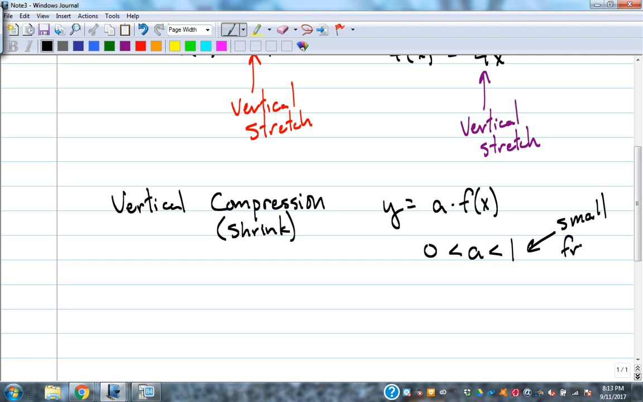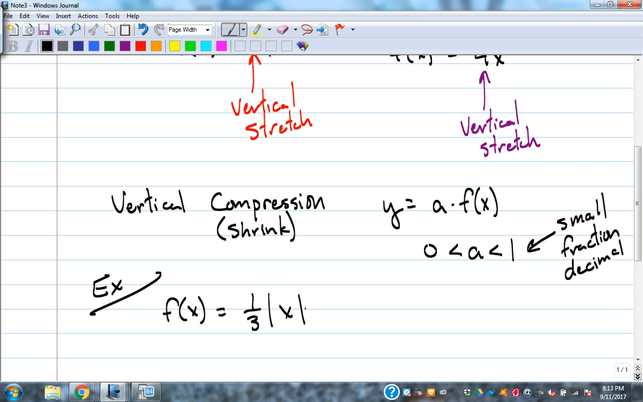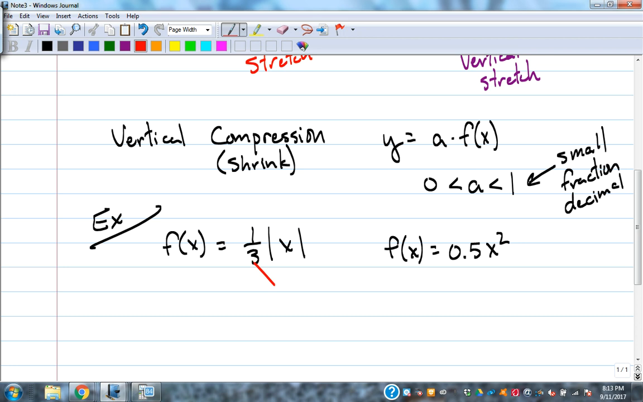Small fraction. Decimal. It can be a small fraction or a decimal. Examples of that: f of x is equal to 1/3 absolute value of x, or f of x equals 0.5 x squared. Those things right there scream vertical compression.